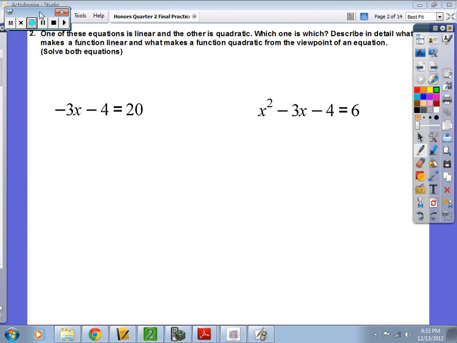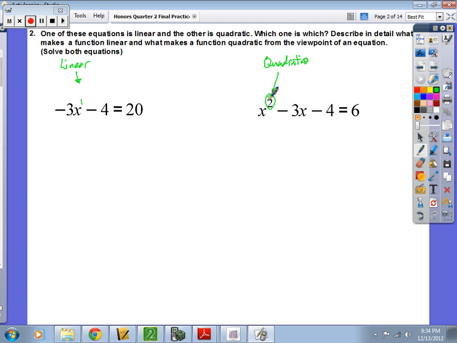Okay, one of these equations is linear, one of them is quadratic. Which one's which? Describe in great detail what makes a function linear and what makes a function quadratic from the viewpoint of an equation. Okay, linear is if your greatest exponent is 1. So this is how I eyeball and determine really quick that that equation is linear. Quadratic, I know this one is quadratic from just looking at the equation because the biggest exponent is a 2.